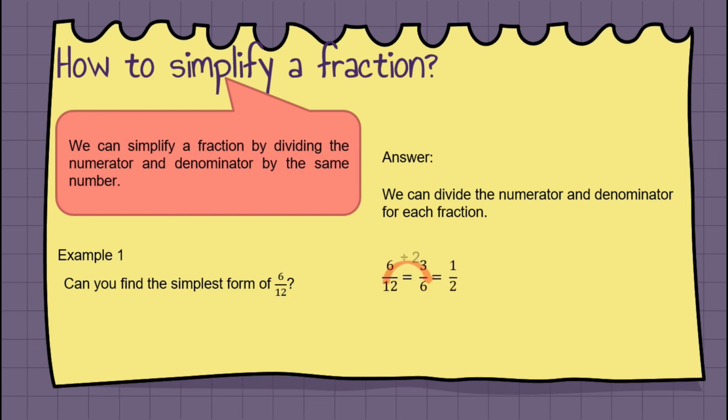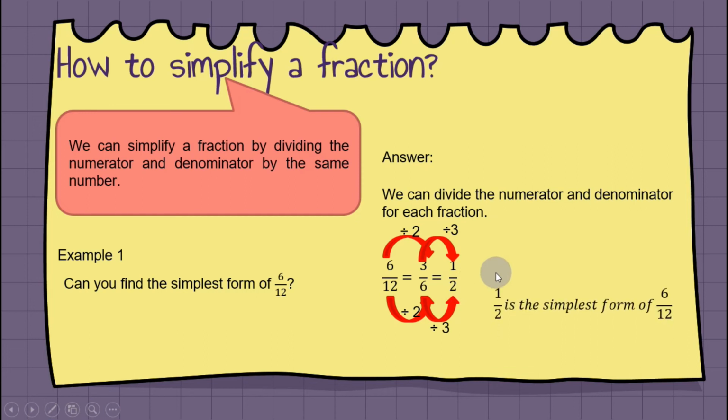6/12. The numerator divided by 2 and denominator divided by 2. So 3/6. 3/6 is not the simplest form of 6/12 because 3 and 6 can be divided by the same number. 3 divided by 3 equals 1. 6 divided by 3 equals 2. So 1/2 is the simplest form of 6/12.